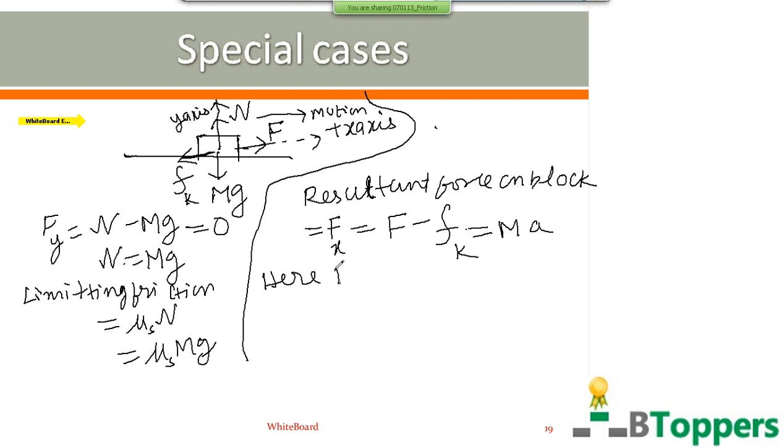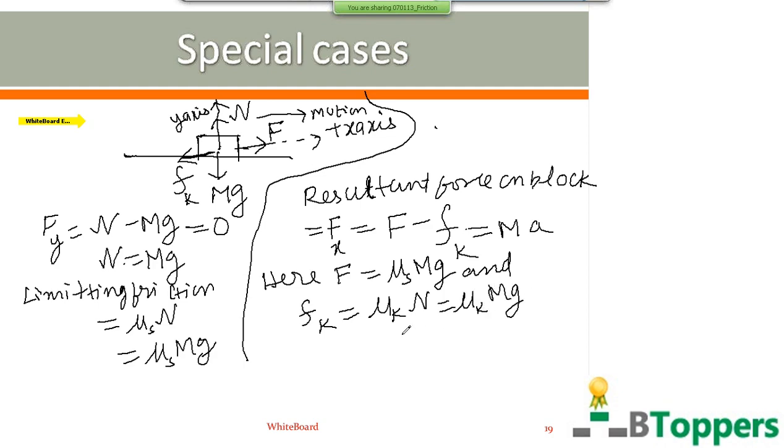So in this case, the horizontal force applied to the block is equal to the least horizontal force needed to just start it moving. That means you can take the magnitude of the horizontal force to be equal to the magnitude of limiting friction. And the magnitude of kinetic friction of the block during the motion is equal to mu k into N, or mu k into mg.